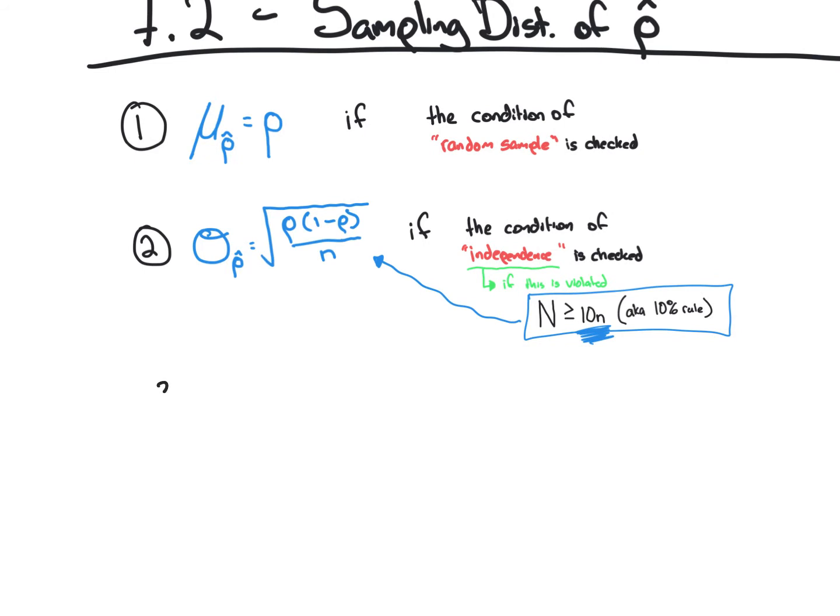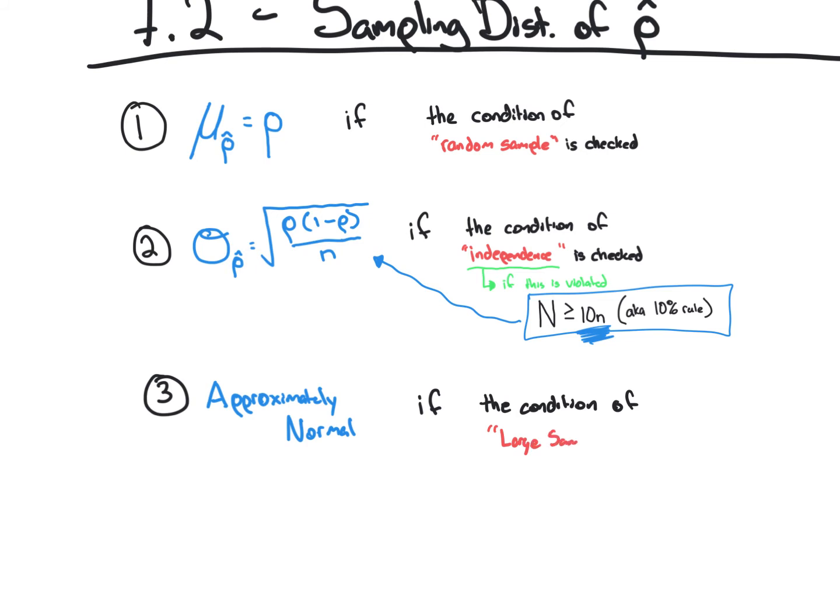And then thirdly, we will just need to know, what shape is this graph going to be? Well, here's the deal. I believe this will be approximately normal. And this is going to be good if it's approximately normal because we know how to work with normal curves. So it'll be approximately normal if the condition of large samples is checked.